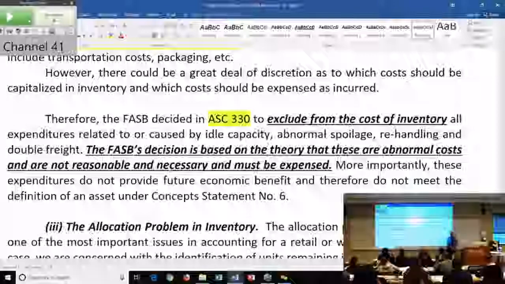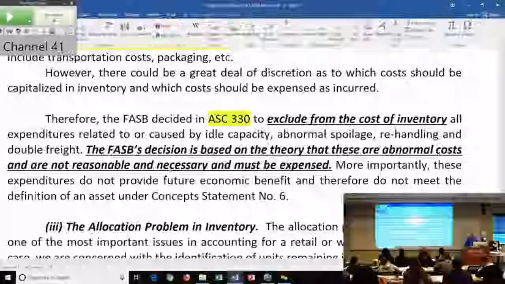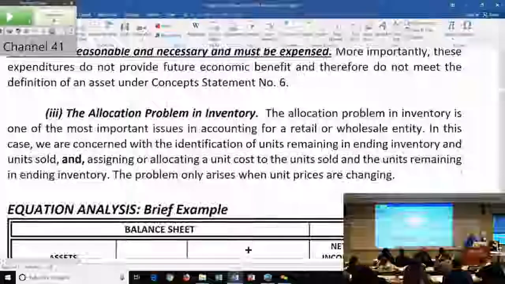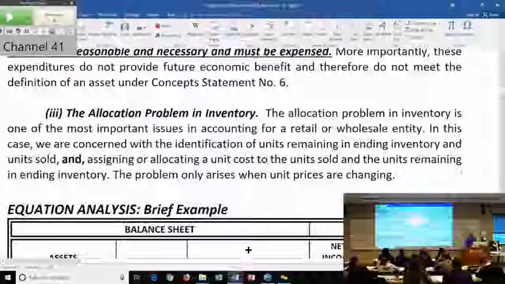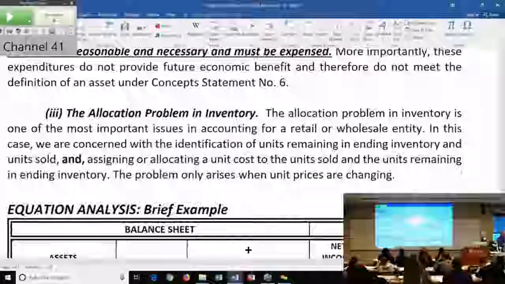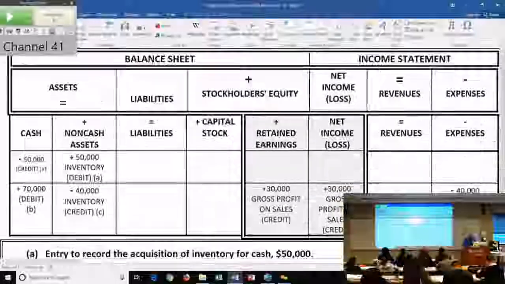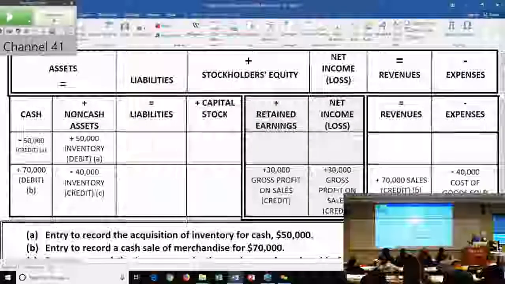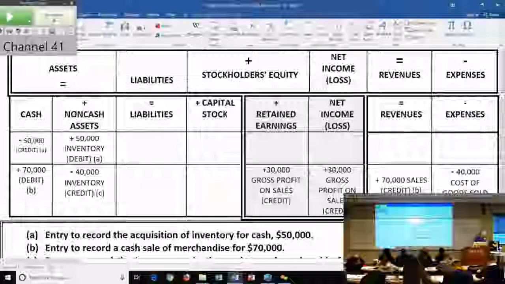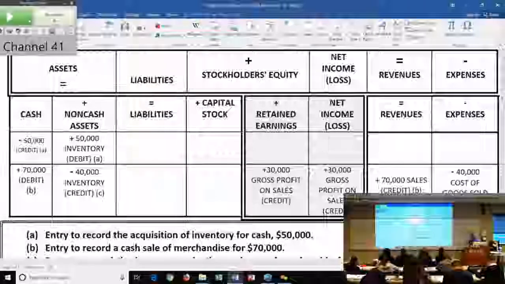Now, what we're going to do, what our focus in this chapter is going to be, or one of the focus areas, will be the allocation problem in inventory. And again, it's important for manufacturers, retail, wholesale type companies. And the question is, how do you allocate the cost of inventory to the units sold and the units that remain on hand? And just to give you an example, going back to the accounting equation that we looked at a little bit in chapter 4, let me just try to give you a visual or a picture of the problem and the resulting problem.